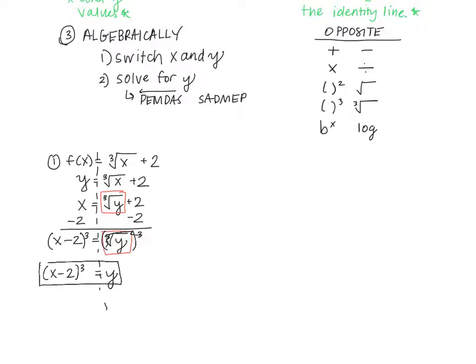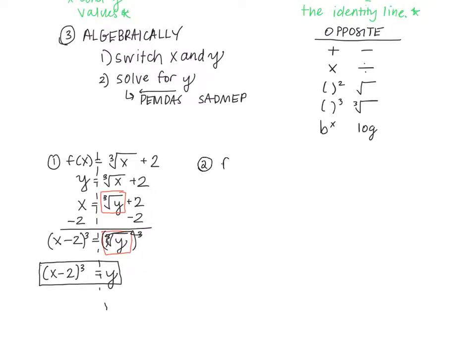I see that I have y alone on one side of my equal sign, so I have officially found my inverse function. I can check this by graphing my original function and my inverse function and checking their tables to see if they're opposites, or by graphing them and seeing if they reflect over the identity line. All right, let's do another example.